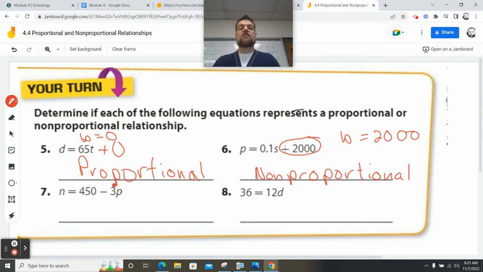This one you've got to be careful because they flip-flop the order. This is the y-intercept, right? Remember that the number in front of the variable is the slope. So the y-intercept in this particular case is 450. Non-proportional. Either way, if you have something other than 0, it's non-proportional, right? Yep.